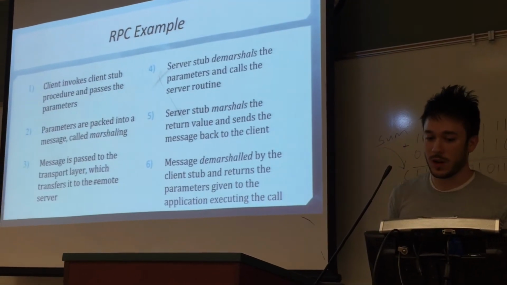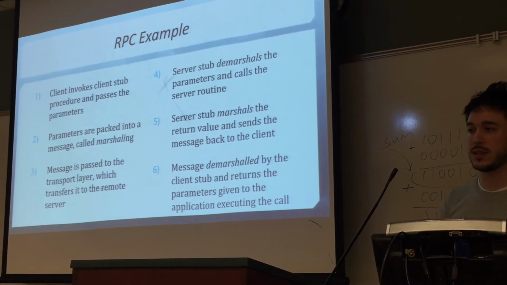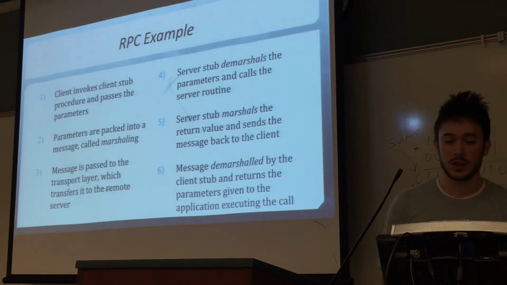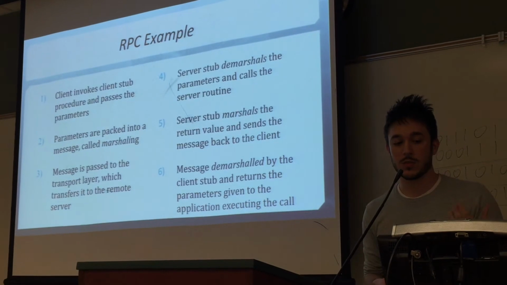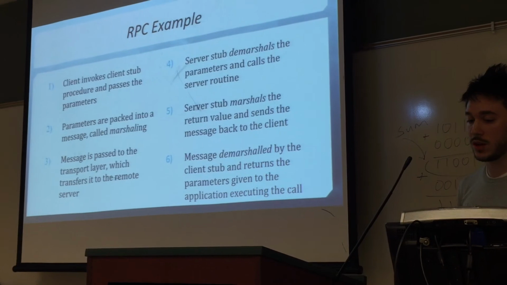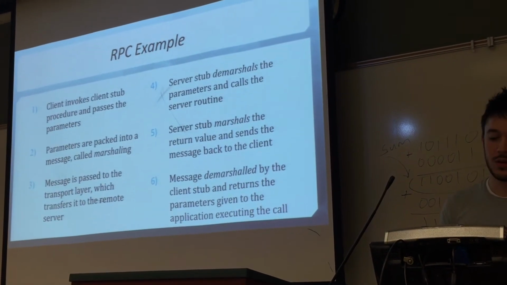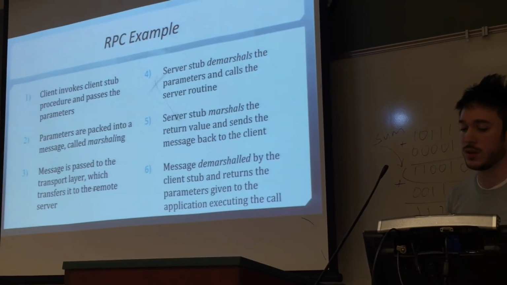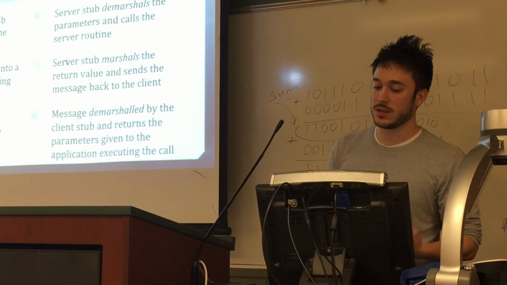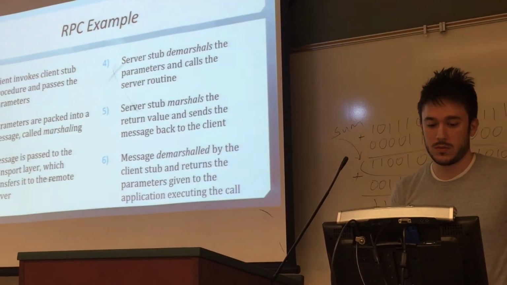Okay, so an example of how an RPC would work. The client invokes the client stub procedure and passes the parameters. The parameters are packed into a message, which is called marshalling. The message is then passed to the transport layer, which transfers it to the remote server. The server stub takes the message, demarshals the parameters, and calls the server routine. The server stub marshals the return value and sends the message back to the client. The message is then demarshalled by the client stub, which returns the parameters to the application executing the call.